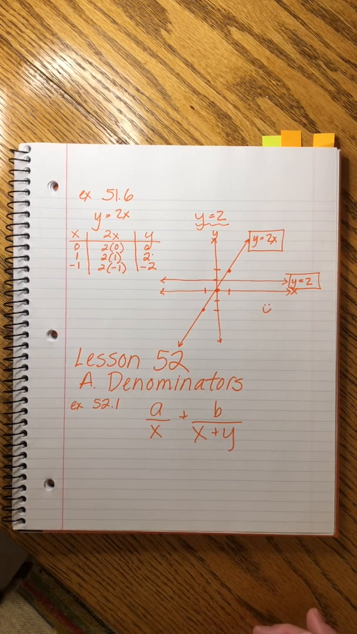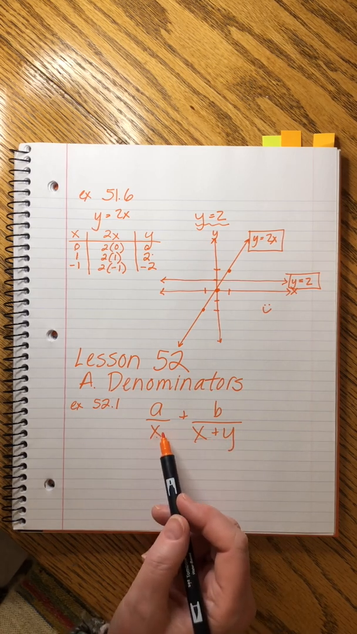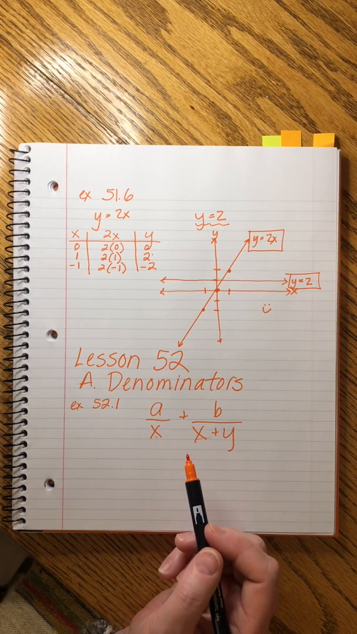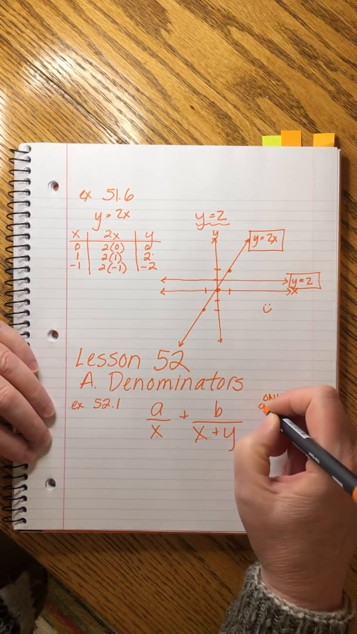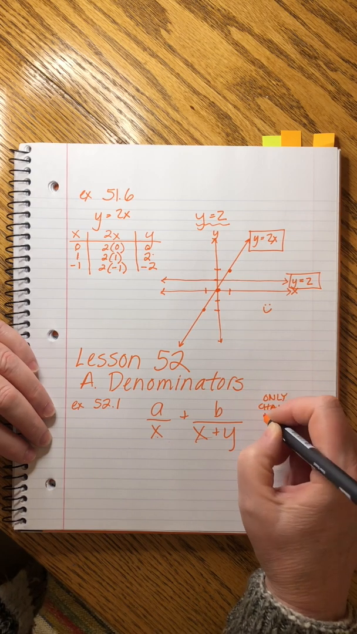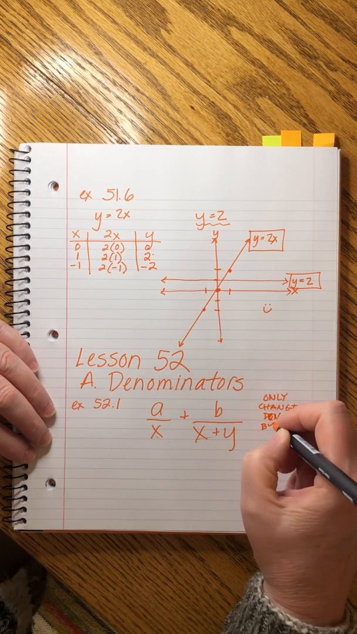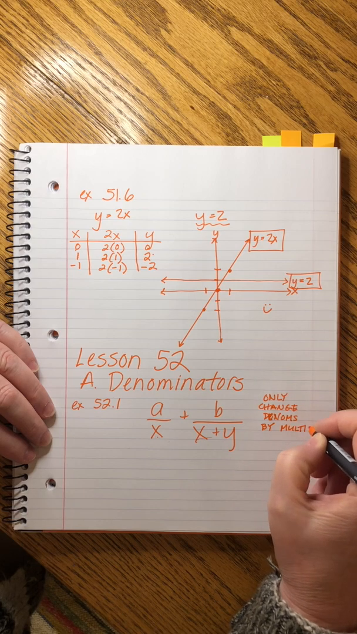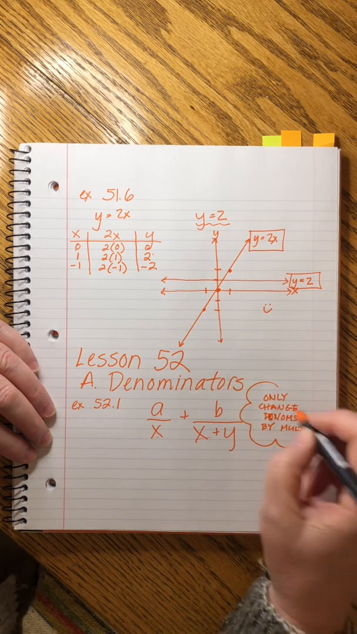Now, here's a trick. We can only change denominators by multiplying. We cannot add a y to this side. See how this is x plus y and this is x? It would be really nice if we could add y. We cannot change a denominator by adding. We can only change it by multiplying. Only change denominators by multiplying. No adding, sorry.